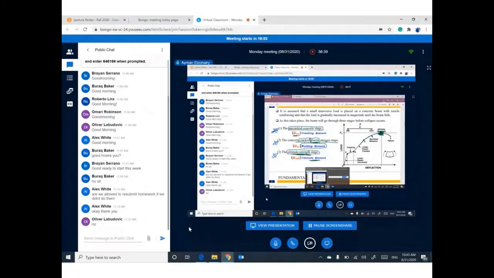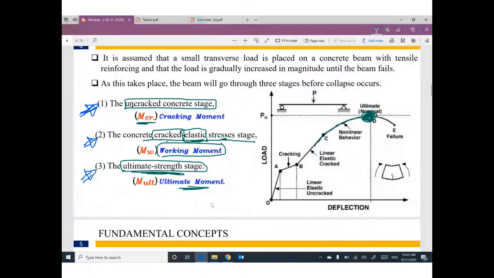These points are critical. I hope everybody is paying attention to me. One of the questions during your FE or PE: what is the cracked moment of this cross section? What is the working moment of this cross section? What is the ultimate moment? What is the value of the ultimate moment of this cross section?